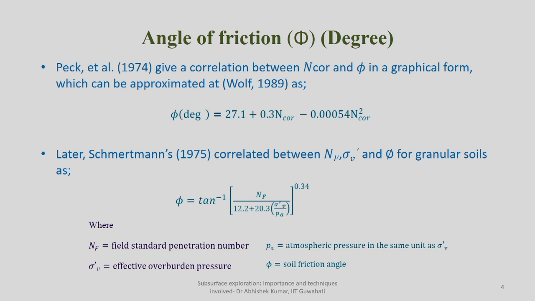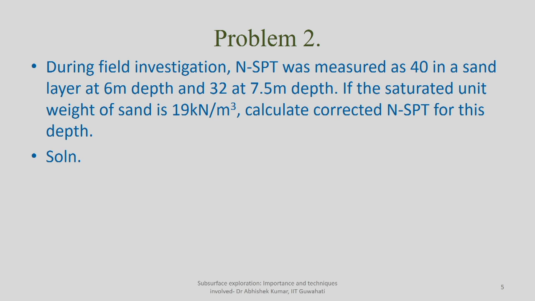In the same way, if you know the corrected NSPT, that is, corrected for overburden as well as for dilatancy, you can determine the angle of internal friction. And as given by Schmertmann in 1975, you have to have the value of atmospheric pressure and the overburden pressure at the depth of interest, and then the NSPT corrected for overburden, and you can determine it. The first one requires corrected NSPT for overburden correction as well as dilatancy correction. For the second one, once you have the field-recorded NSPT, you can directly use it for determination of the angle of internal friction. Okay, so today we will be solving some problems related to yesterday's discussion on the standard penetration test.